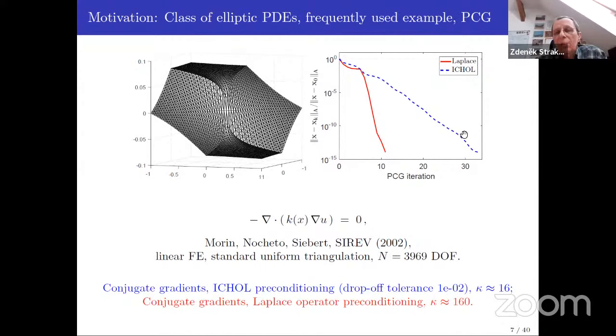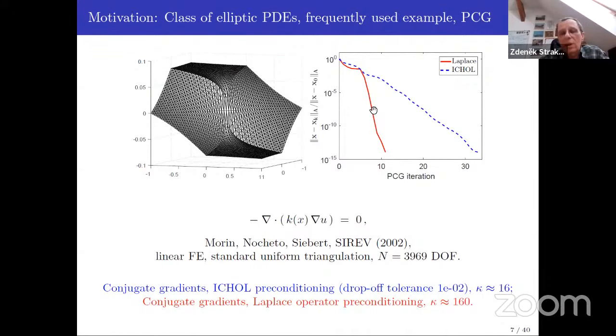And then apply incomplete Cholesky preconditioning or Laplace operator preconditioning, which essentially uses this operator with k equal to 1. And that would happen. So we look at the convergence curve. So we'll see that if we use the incomplete Cholesky, we'll get a blue convergence. If we use Laplace preconditioning, we'll get a red convergence.